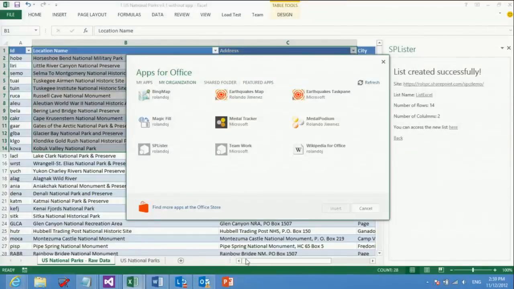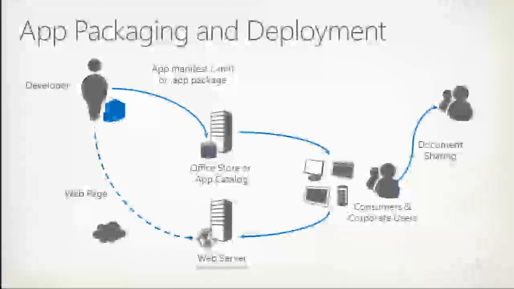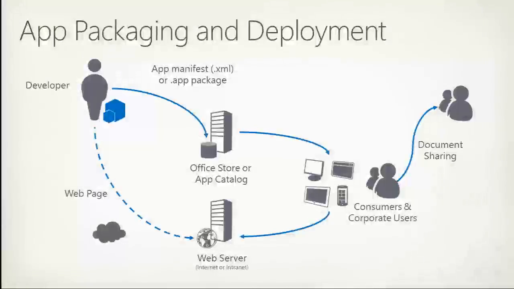Okay, and I'm going to go back to the slides. So unfortunately, I couldn't show that live because of the network, but the concept is very simple. Deploy your app package or your app manifest to the catalog, and your users automatically get it. Once it's in the catalog, the administrator can actually control the life cycle. They can release updates. They can actually uninstall the apps right in the catalog.